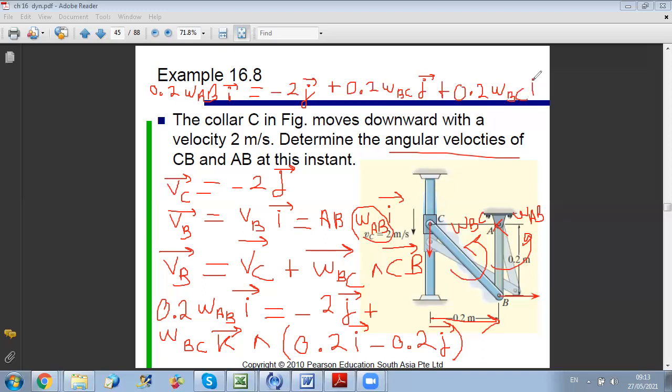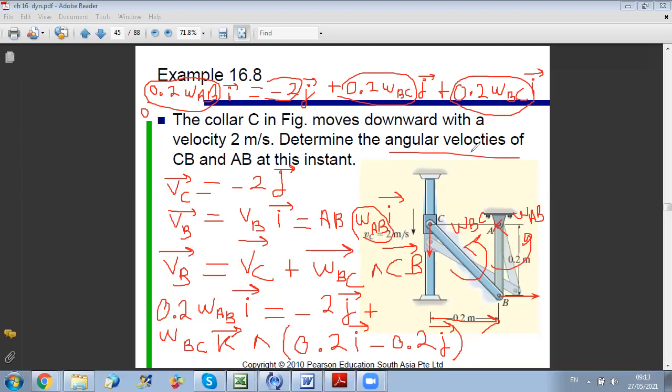Okay, now all I have to do is compare. When I compare along I, what do I get? 0.2 omega AB equals 0.2 omega BC. So I deduce that omega AB is equal to omega BC. And when I compare along J, I have 0 from this side equals minus 2 plus 0.2 omega BC. So I deduce that omega BC is 2 over 0.2, which is equal to 10.